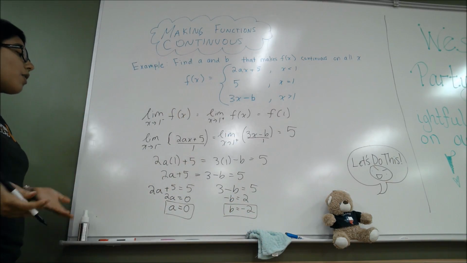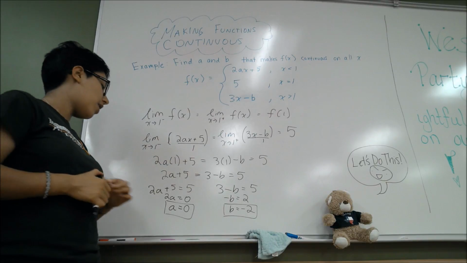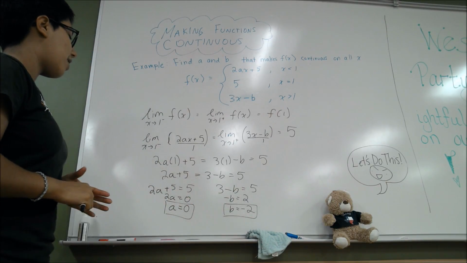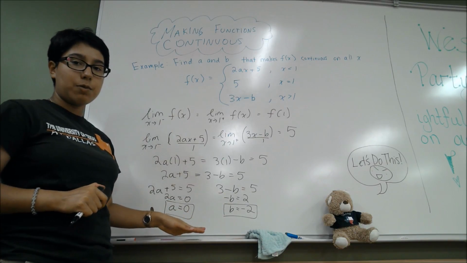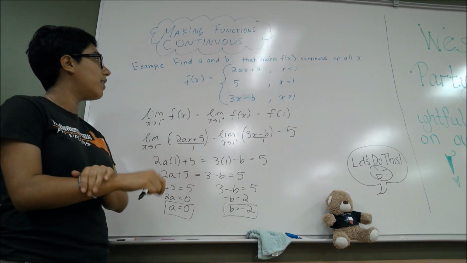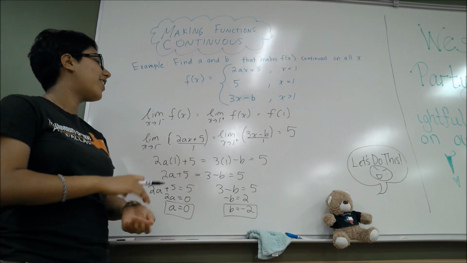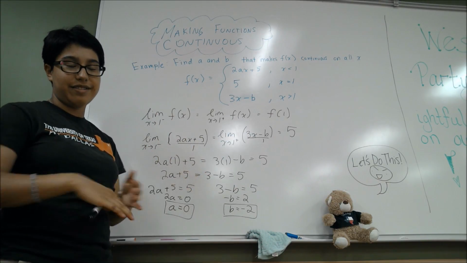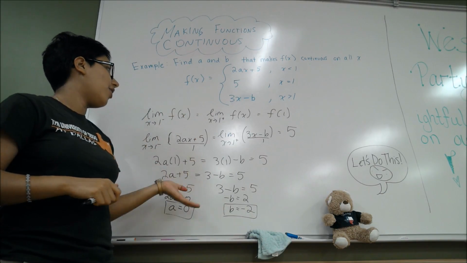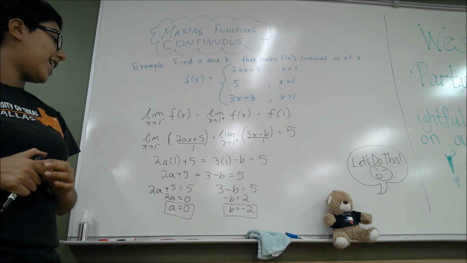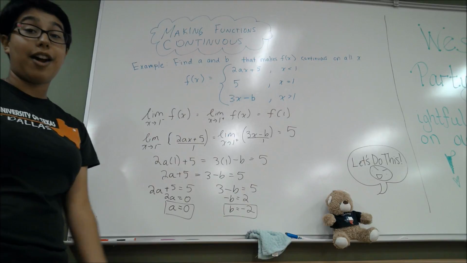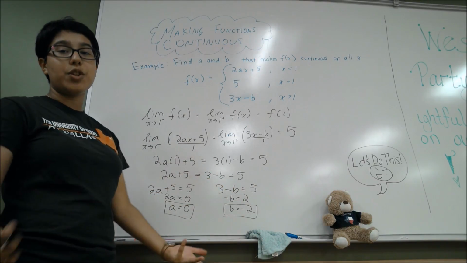Okay, so we found two values. a is equal to 0 and b is equal to -2. These values have to equal these so that this function is continuous on the whole domain, that is, from -infinity to +infinity. Alright, so we can go ahead and try to check that by graphing the new equations.